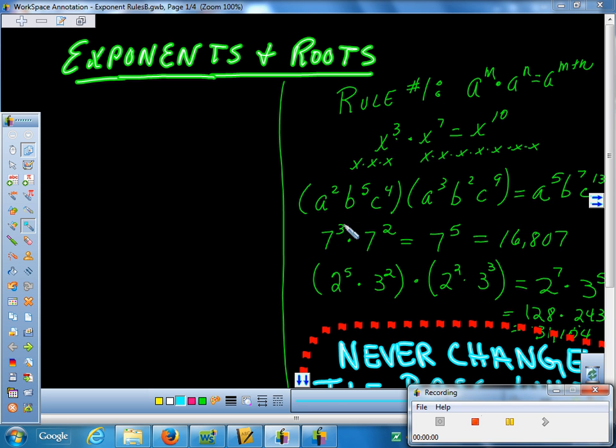Okay. This particular chapter is all about exponents and roots. Cube roots, square roots, fifth roots, exponents to any power. So a few basic terms you have to know before you can work with exponents.